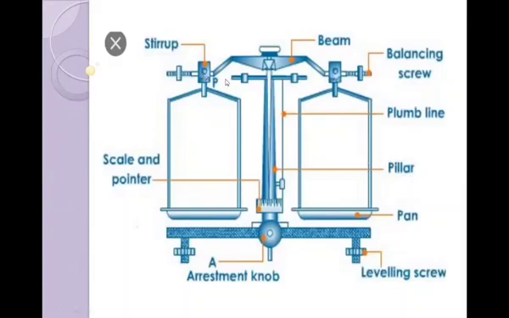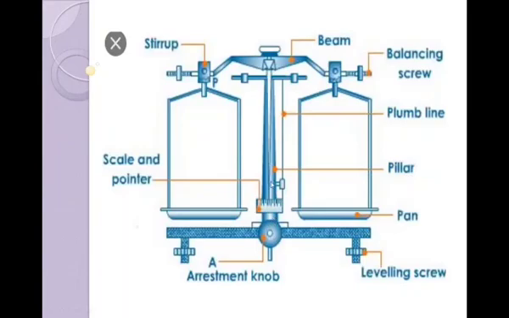Just like in houses, you have seen the beam and the pillars, the physical balance also has a beam. This part is called beam, and this part is called pillar. The pillar has a pointer. It is a needle-like structure. It is called pointer, and it has a scale, right? And here you can see the balancing screw.